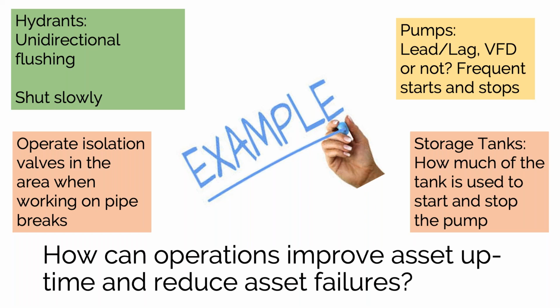When we're doing a pipe break, we can operate our isolation valves, maybe in an area where there are 3 or 4 valves. If we start to operate those valves, that's kind of maintaining those valves so in the future they're going to work when we want them to.